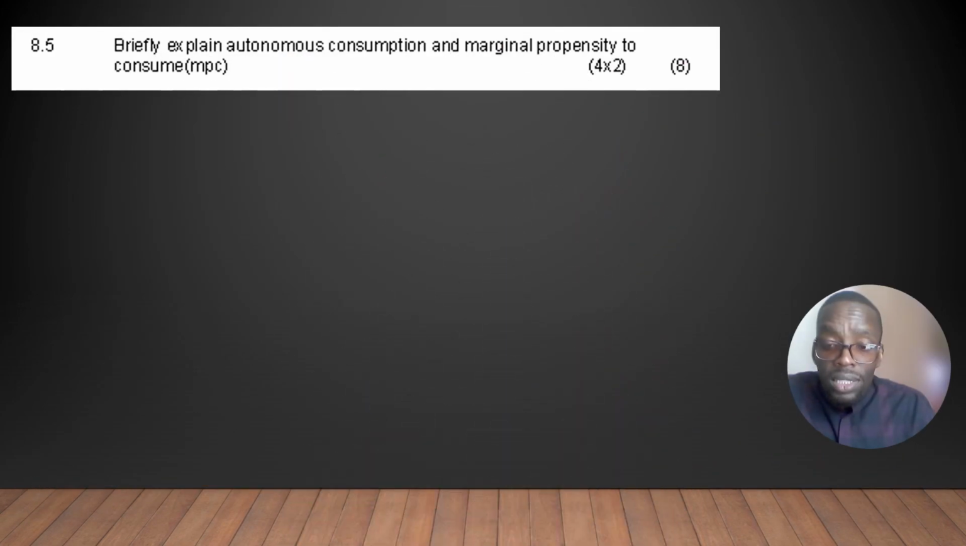So that's the question that we are having, the 8-mark question. It says briefly explain autonomous consumption and marginal propensity to consume. So I think you will be able to manage that one. I will be with you after about 8 minutes. So just go through it, and then I will join you shortly. All the best. Okay, welcome back, and I want to believe that you managed to answer that question.